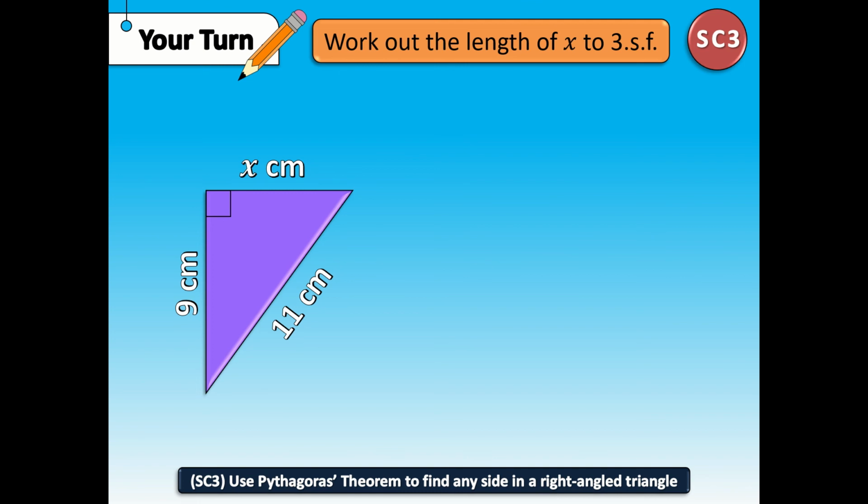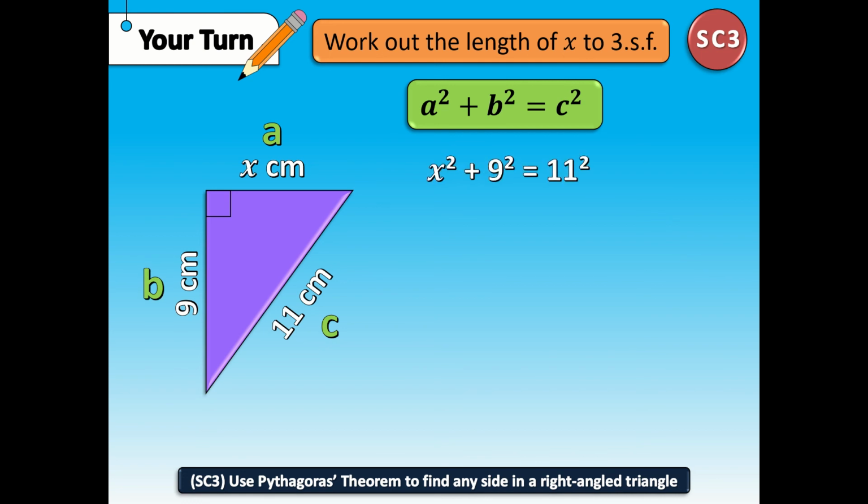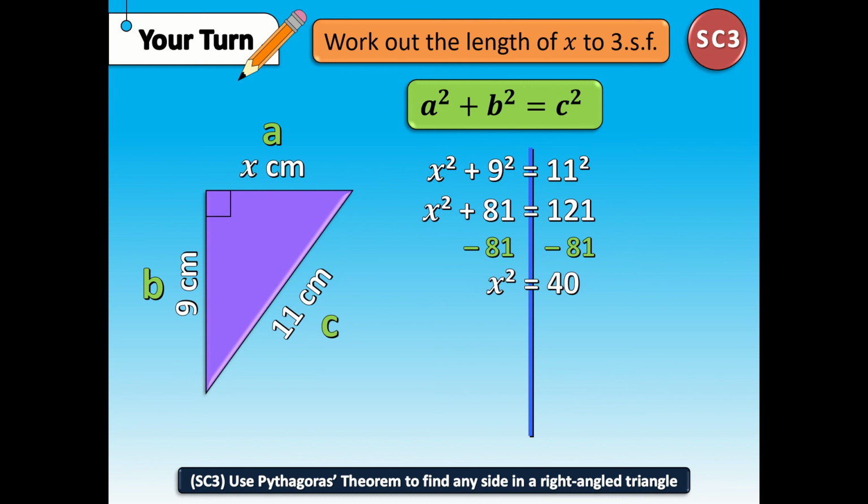So this is what we should have done. We're going to use Pythagoras' theorem, and this side has to be C, because it's opposite the right angle. This side can be A, and this side can be B. So we've got x squared plus 9 squared equals 11 squared. Just substitute those numbers into Pythagoras' theorem. 9 squared is 81, and 11 squared is 121. So we need to take away 81 to work out what x squared is. So x squared is 40. That means x will be the square root of 40. Now we're going to leave our answer to 3 significant figures, so it's 6.32.